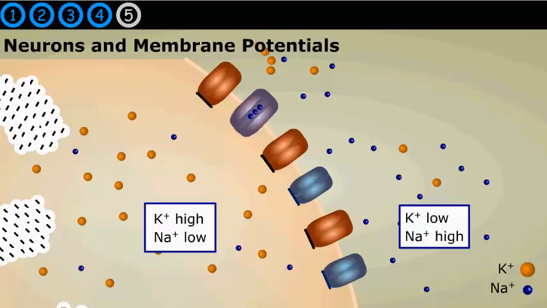The differences in ion distribution on either side of the membrane result in a voltage difference, or potential, across the membranes of all cells. The sodium-potassium pumps and the differential permeabilities of ion channels in the membrane create a concentration of sodium ions that is higher on the outside of the membrane and a concentration of potassium ions that is higher on the inside of the membrane.